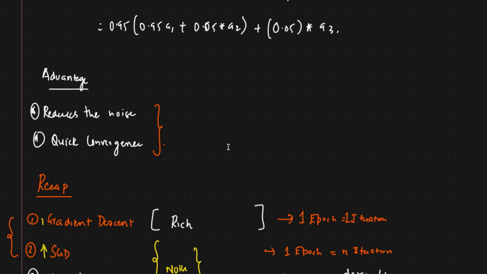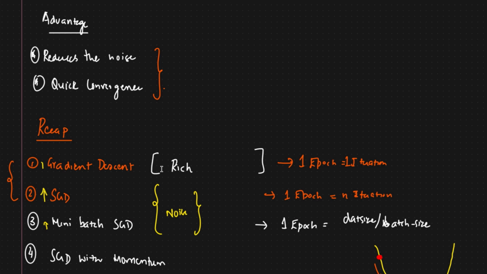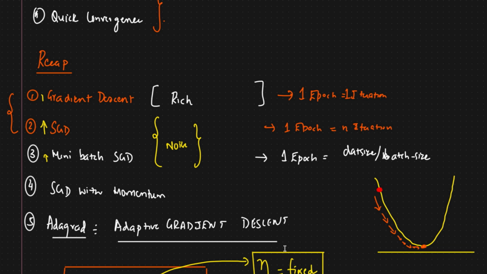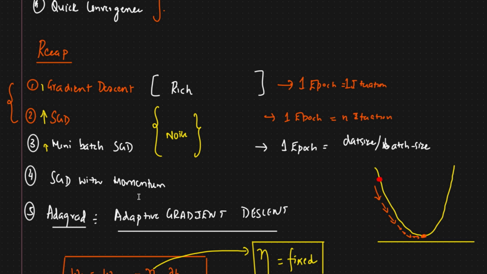convergence. As we said, gradient descent is good for us if we have good hardware. SGD is also good, but it is noisy for every record, since it is batch-wise, so it is a little noisy. In momentum, it will reduce the noise. Next we will see the adaptive gradient descent.